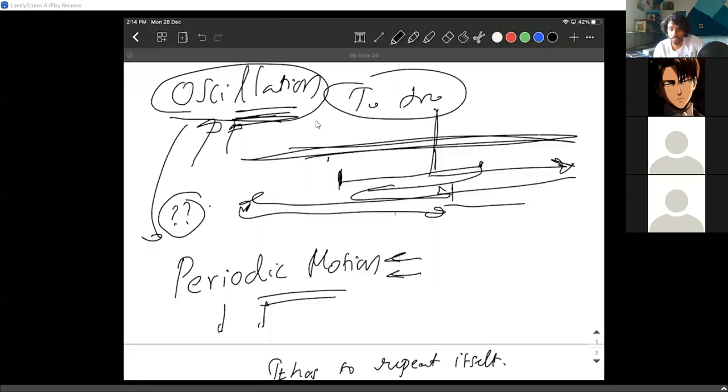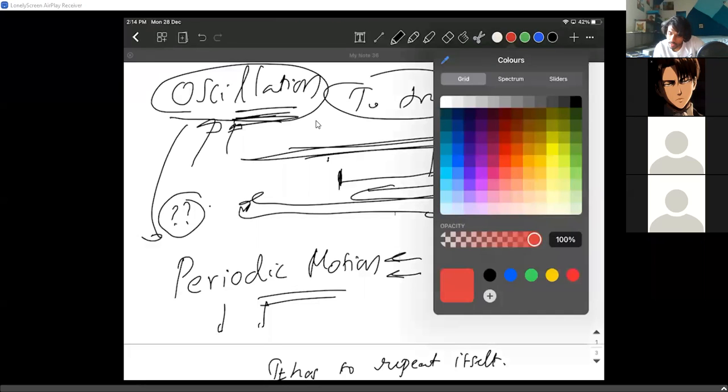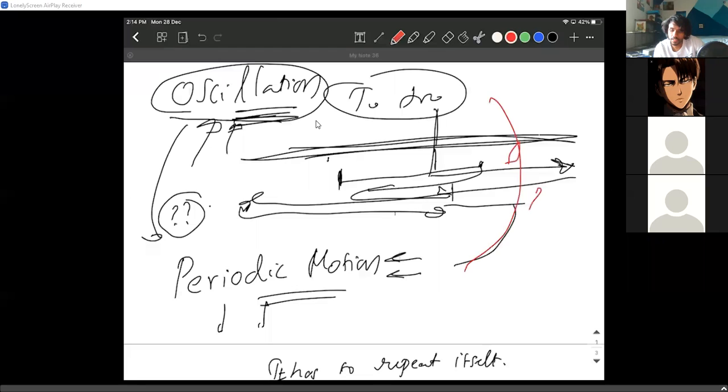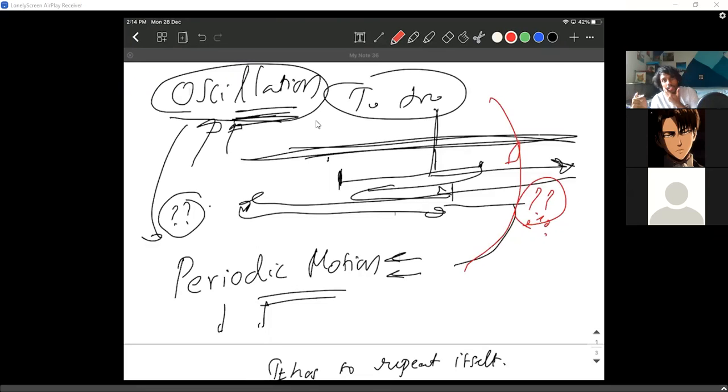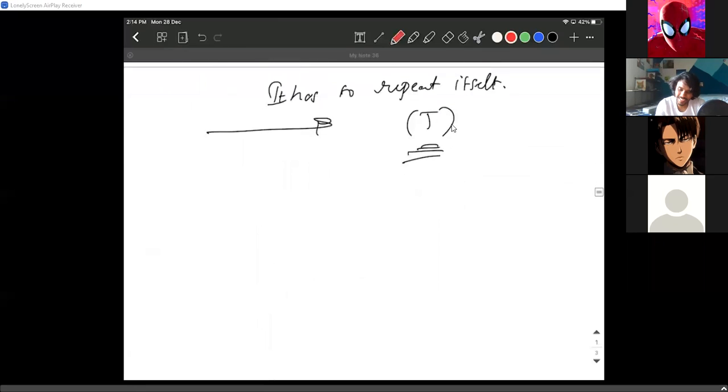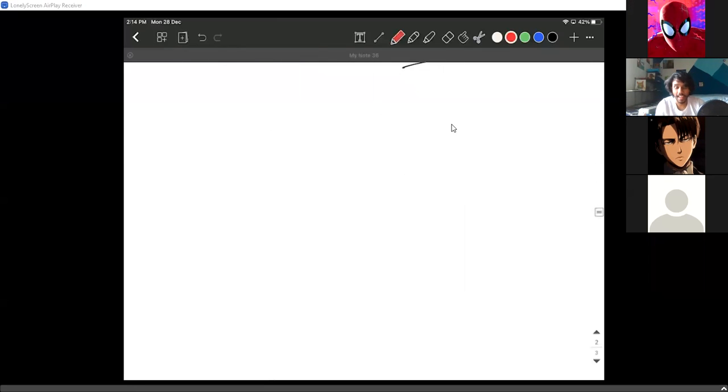Now, my other question is, is every periodic motion an oscillatory motion? Is every periodic motion an oscillatory motion? No. There is an exception to this. Like circular motion, which has uniform speed.